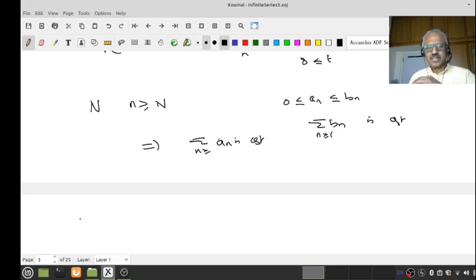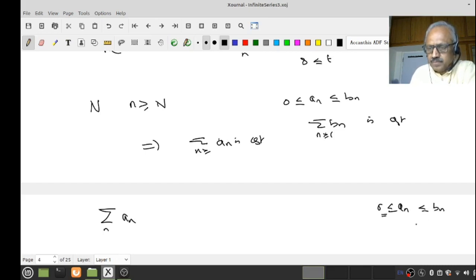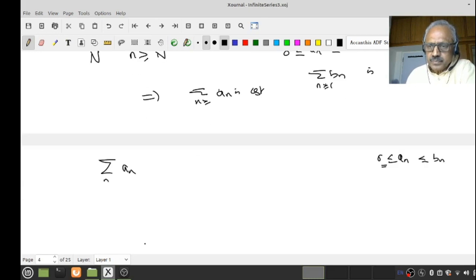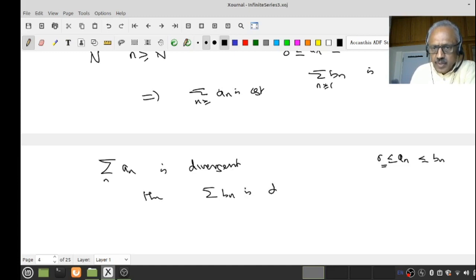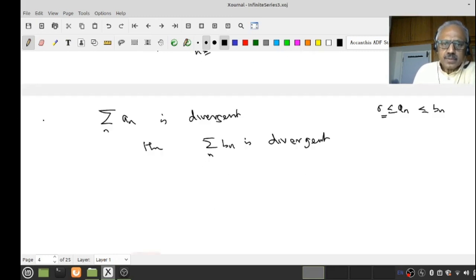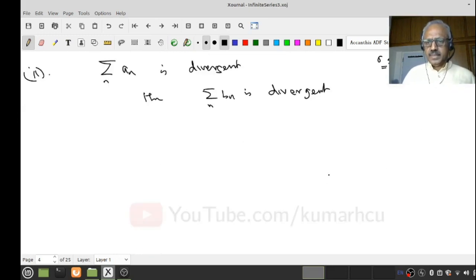It's essentially in some sense a contrapositive. Suppose summation an, with the same hypothesis. Remember, this is the important hypothesis, an less than or equal to bn. So summation an is divergent. Do you remember what it means to say it's divergent? It's not convergent. Then summation bn is divergent. This is the second part. The proof is easy.